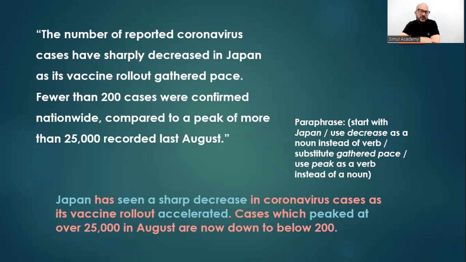Accelerated is a good synonym for gathered pace. And also, to change peak into a verb, this time you need to connect it to the preposition at, peaked at over 25,000. Okay, so again, this is just building up knowledge of complete chunks of language, how sometimes you have to add extra particles when you change the form of words. So it's really kind of getting into the details of language and the nuances of text a little bit more.